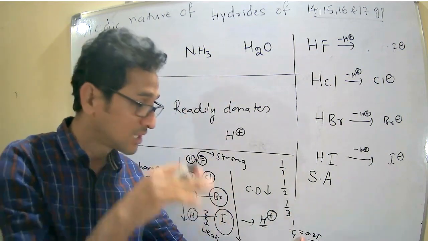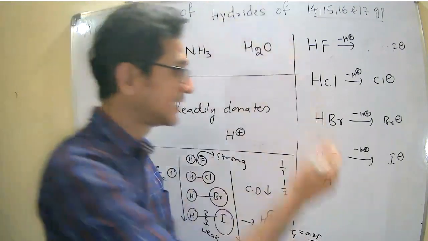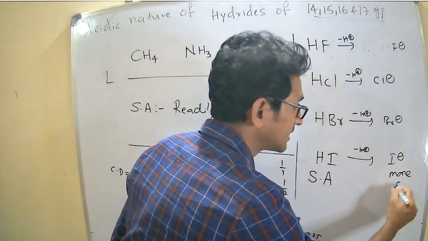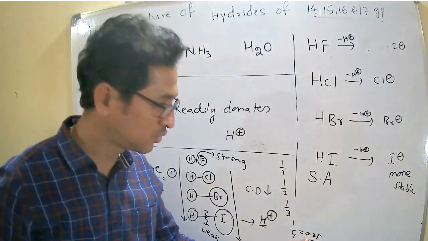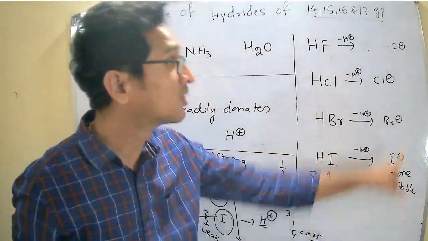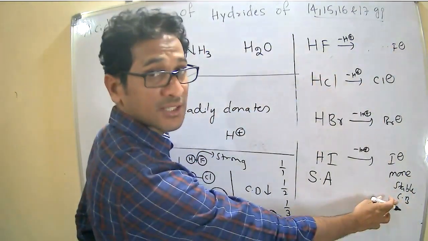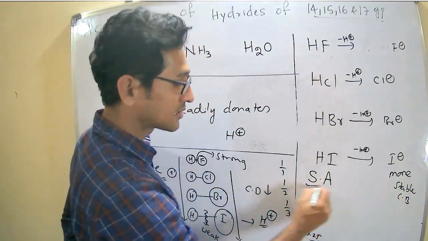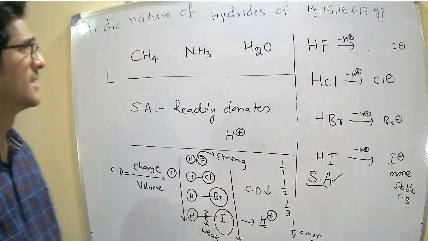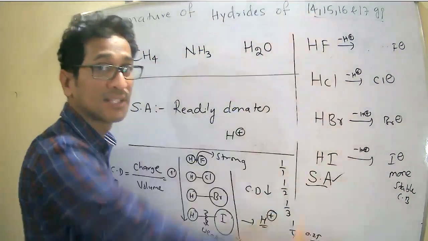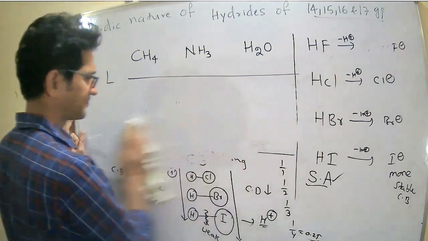Previously, I mentioned that as the charge density decreases, stability increases. Charge density is less in the case of iodine, for example 0.25. Less charge density, more stable. More charge density, less stable. So, more stable conjugate base means strong acid. Right? This is about the acidity of the 7th group hydrides. Next.